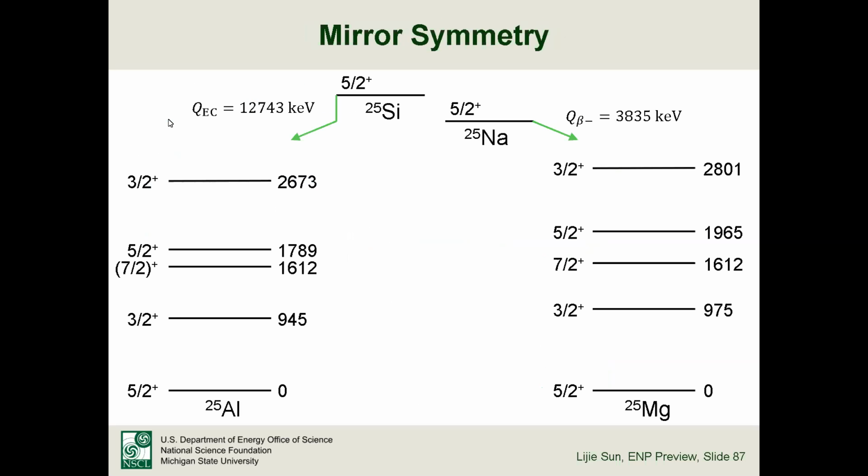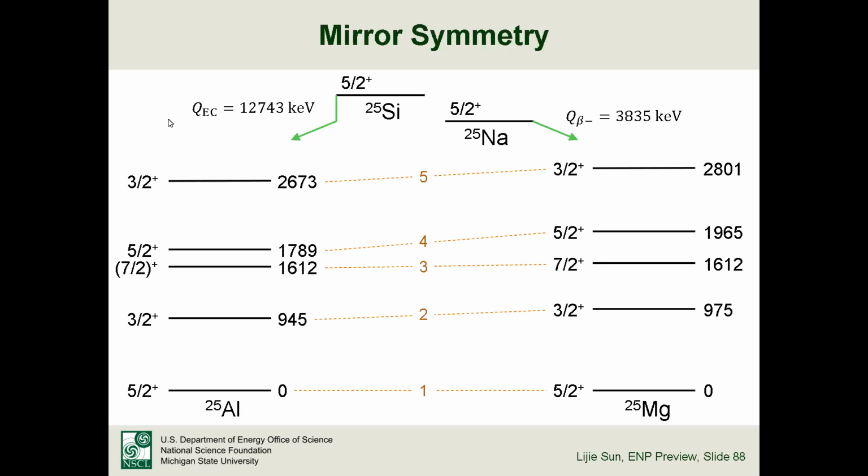Then moving on, the silicon-25 beta-decay transitions can be compared with its mirror nucleus sodium-25, and also the theoretical model calculations.